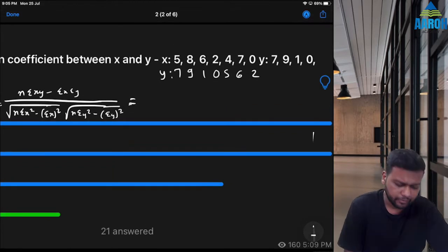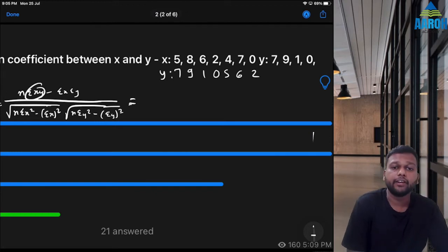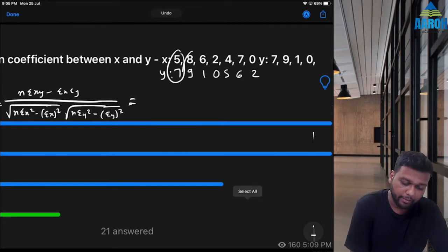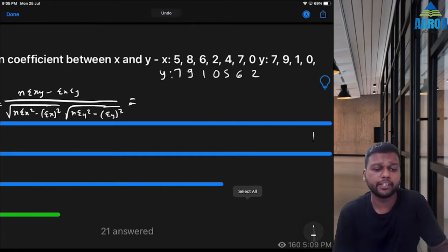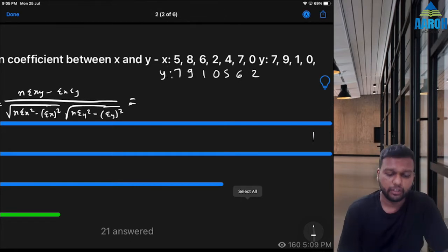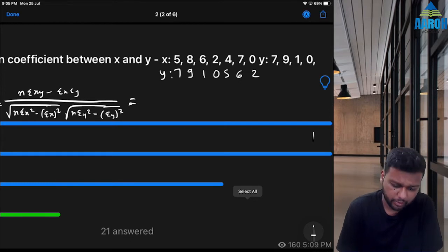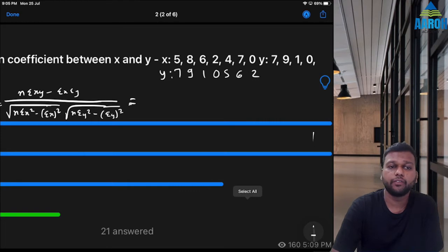Let's try. N is 7, or you can just multiply it directly. First let's do this. Summation xy. What is this? X into y M plus, x into y M plus. Do it on calculator. 5 into 7 M plus, 8 into 9 M plus, 6 into 1 M plus, so on. Do it and let me know. 2 into 0, 4 into 5, 7 into 6, 0 into 2. When you press MRC, you should get 175. Okay, you should get 175.